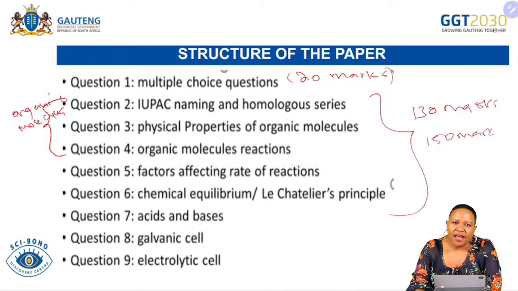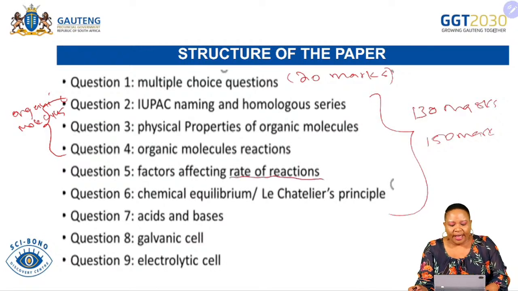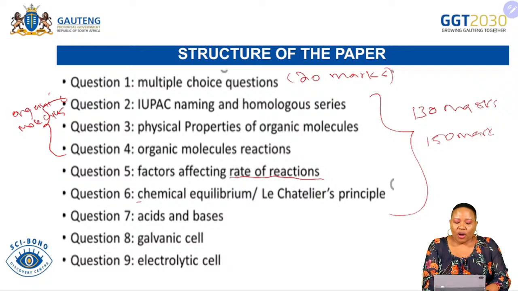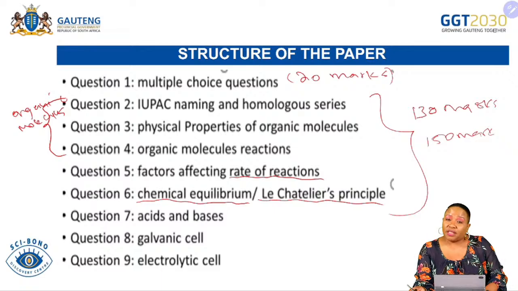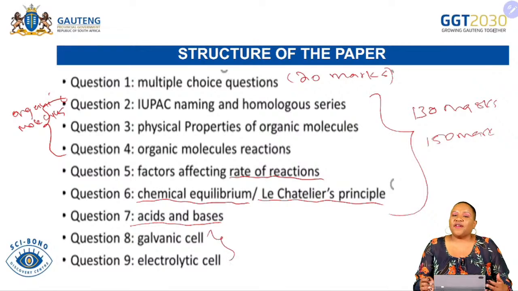Then Question 5 is going to look at the rates of reactions, the factors that affect the rates of reactions. And then Question number 6 is going to be our chemical equilibrium, which is going to include Le Chatelier's principle. Then we are going to look at Question number 7, which is our acids and bases. Question number 8 and 9 are electrochemical cells, and they are divided into Question number 8 and Question number 9. So Question number 8 will be our galvanic cell, and Question number 9 will be our electrolytic cell.